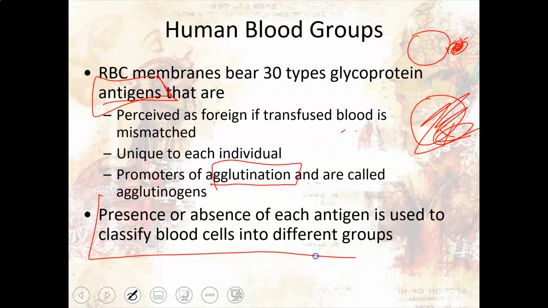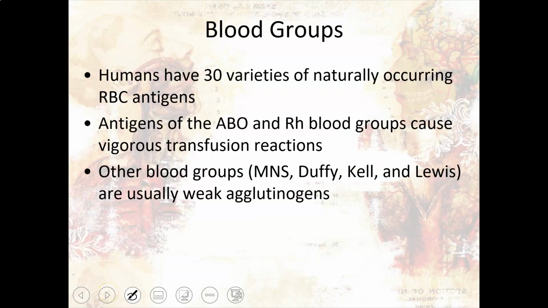We classify your blood type based on the presence of those antigens. What are blood types? The ones that we care most about are the ABO and the Rh group. They cause the most vigorous reactions, hardcore coagulations, agglutination of cells. There are other blood types. There's a few that are weak agglutinogens. We care about them, kinda.